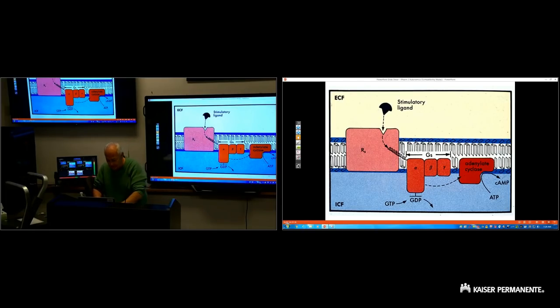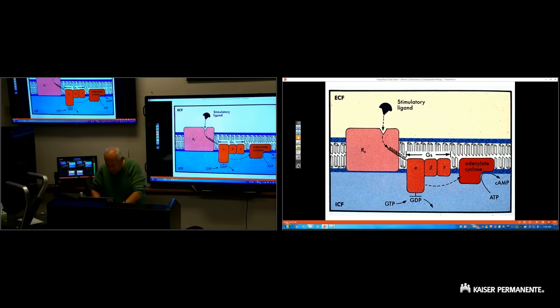The first message is the epinephrine attaching to the receptor. So the first message I'm giving to this cell is beta receptor has been stimulated. The second message that will relate to the inside of the cell is that released cyclic AMP. That's the second message. Cyclic AMP is called the second messenger.